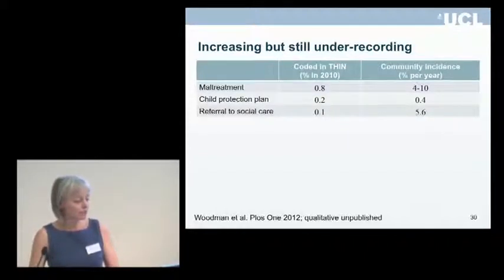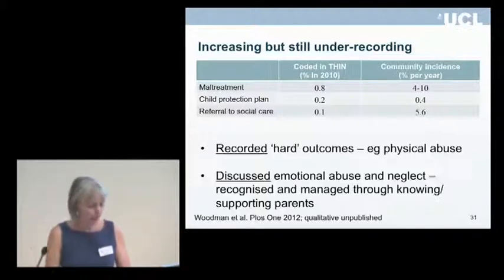If we compare this to what we'd expect, we know from the self-report and parent report studies that we'd expect about 4 to 10% maltreatment occurrences per year. In the past year, we're picking up only 0.8%. We'd expect 0.4% to have a child protection plan. In the GP records, only 0.2%. We'd expect around 5 to 6% to be referred to social services. GPs are only recording 0.1%, but maybe they don't know about a lot of it as well.